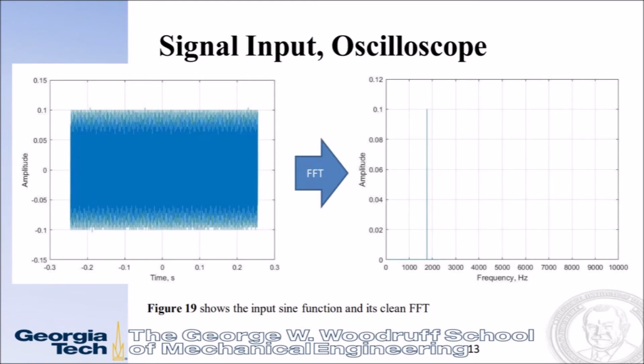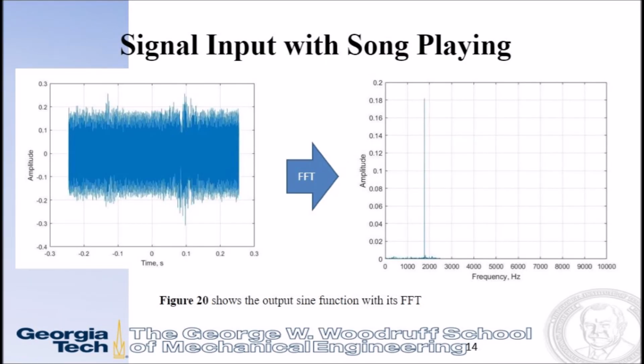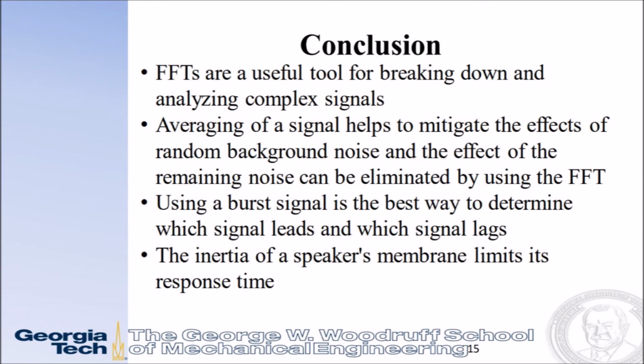A 1760 Hz sine wave is shown on the left with its output FFT on the right. Since there is no noise and the resolution is high, the FFT graph is a straight line. A 1760 Hz sine wave recorded from the speaker is shown on the left. Background noise in the form of a song from YouTube was played over the signal, creating a messy waveform. Despite this noise, the FFT displays the chief signal present, namely the 1760 Hz sine wave.